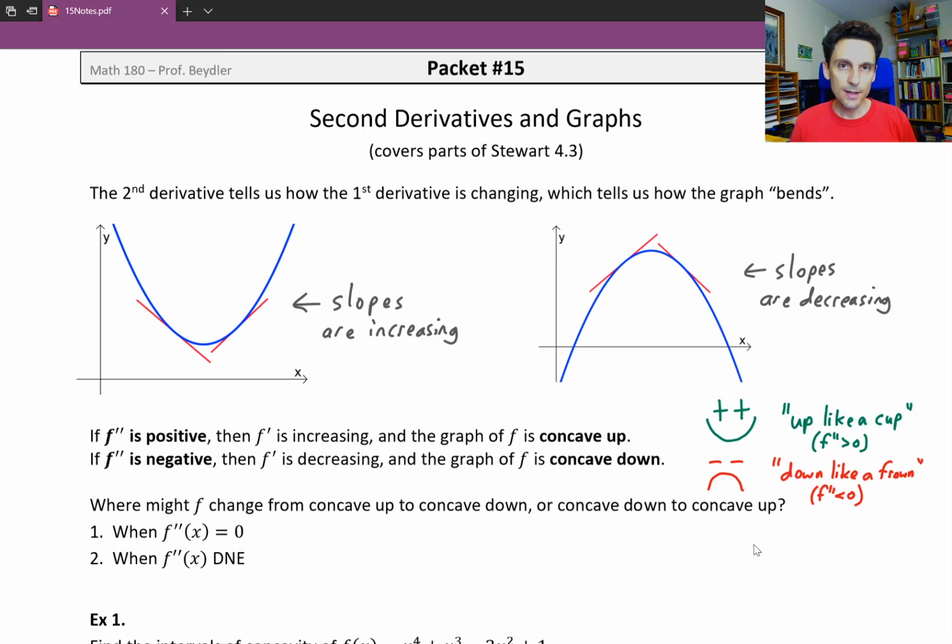Now, where might the graph change from concave up to concave down, or vice versa? Well, those are going to be the same places where any value changes signs, and that's going to be where the second derivative is 0 or where the second derivative does not exist.